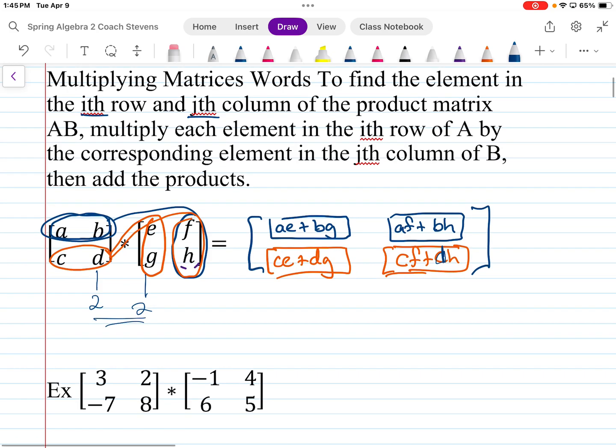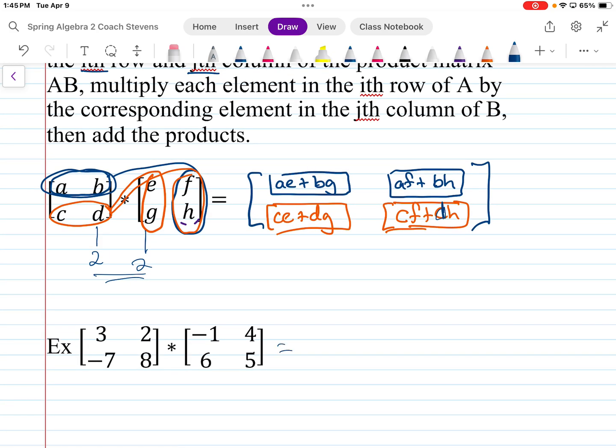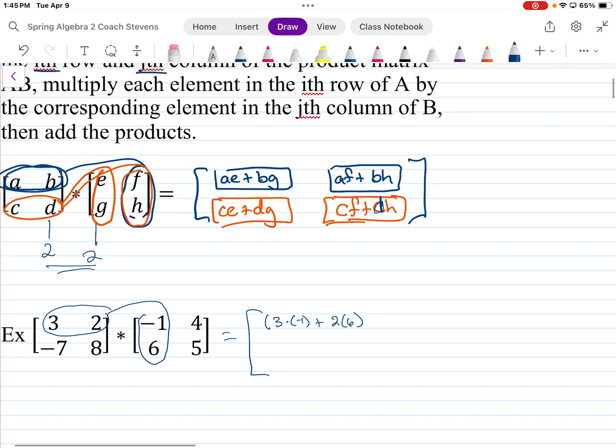All right, so let's see if we're careful here. As we do an example, I'm going to do it the long way. I'm not going to do the math in my head. We're going to go 3, 2 times the negative 1, 6. So that's going to be 3 times negative 1, add to it 2 times 6. That's the top left cell. Then I'm going to do the same thing with the 3 and the 2 with the 4 and the 5. So 3 and 2 times 4 and 5, that would be 3 times 4 plus 2 times 5.